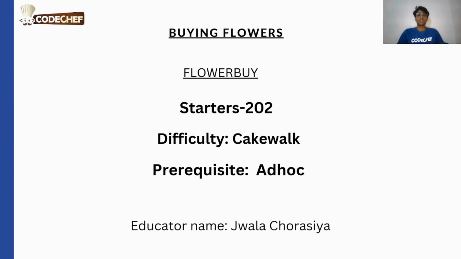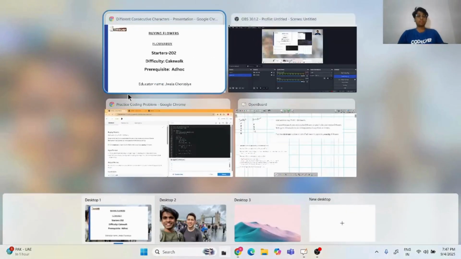Myself Jwala Choras here, and today we are going to solve the problem which came in Starters 202. The name of the problem is Buying Flowers and the problem code is FLOWERBUY. The difficulty rating of the problem is cakewalk and the prerequisite is none. Let's start with reading the problem statement.